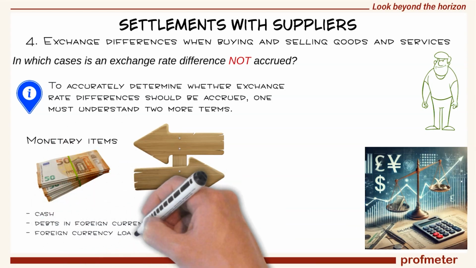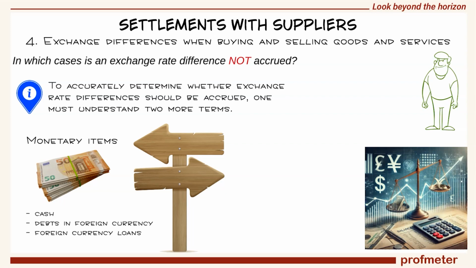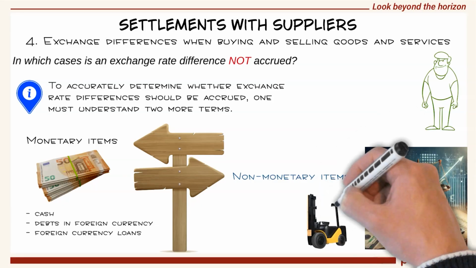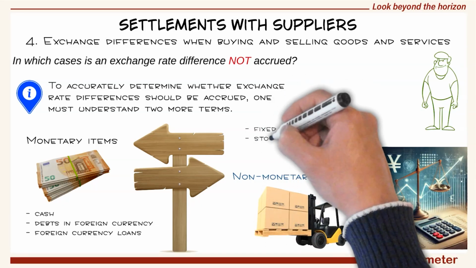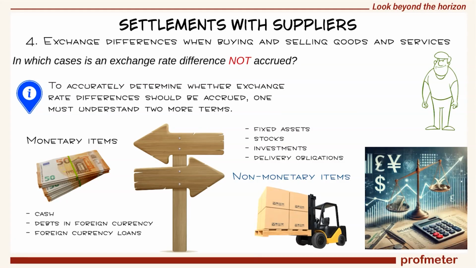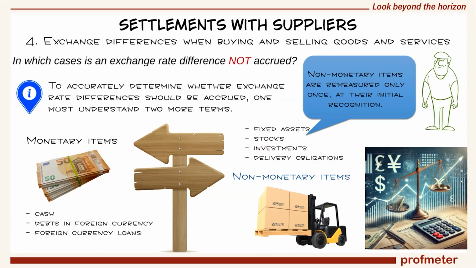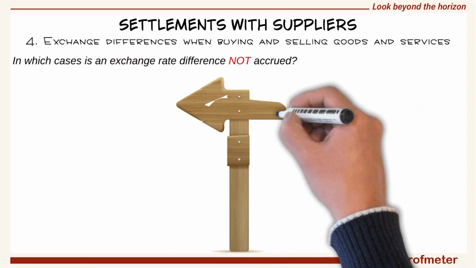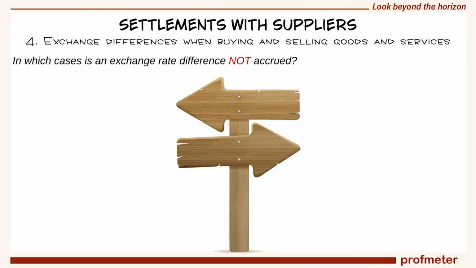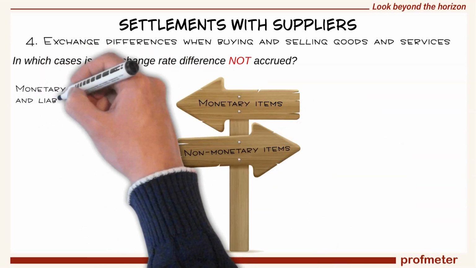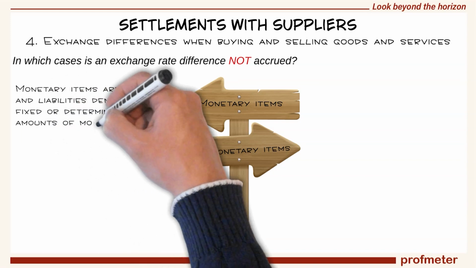Up to this point in our video, we have only dealt with monetary items, and everything was easy and simple for us. Non-monetary items are fixed assets, inventories, investments, delivery obligations. They are recalculated only once and only upon initial recognition. Exchange rate differences on them are not taken into account in the future. Let's take a closer look at what is what. According to IAS 21, monetary and non-monetary items are defined as follows. Monetary items are assets and liabilities that are expressed in a fixed or determinable amount of money.